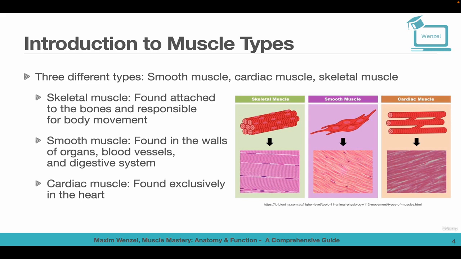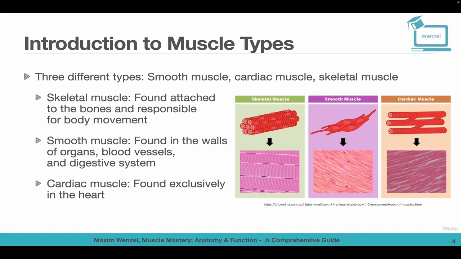We have a smooth muscle, which is found in the walls of organs, blood vessels, and the digestive system. So we have a smooth muscle here, and you can also see a little bit of the anatomy under, and also these are the pictures under the microscope.